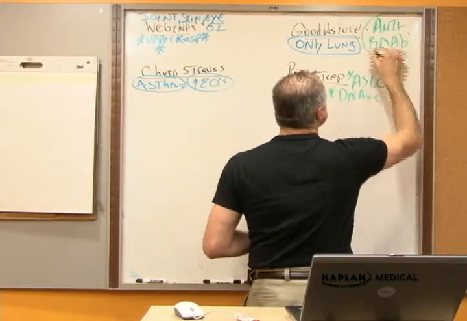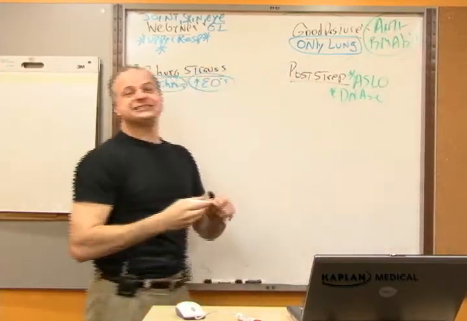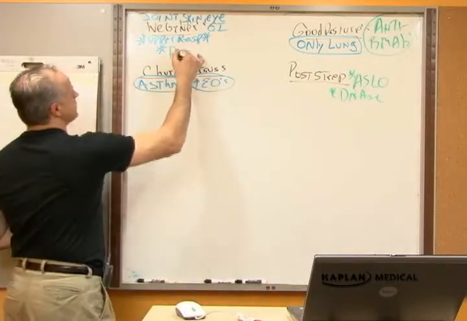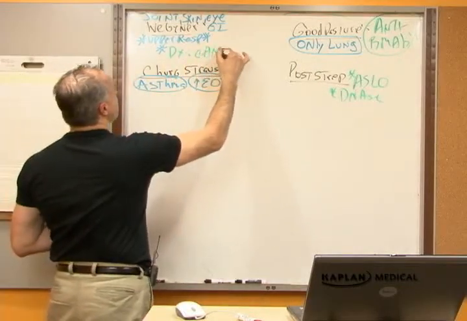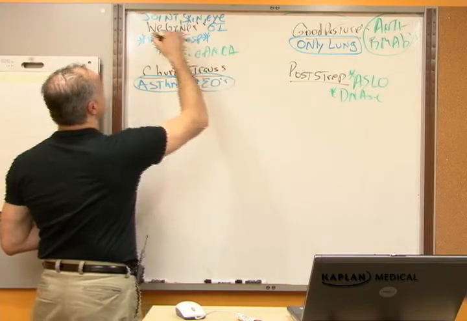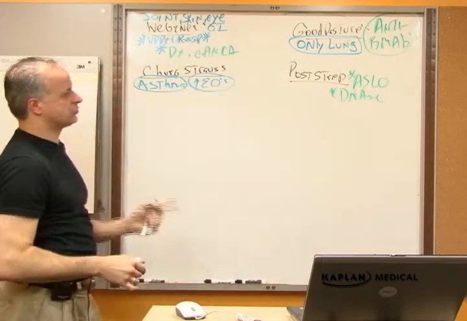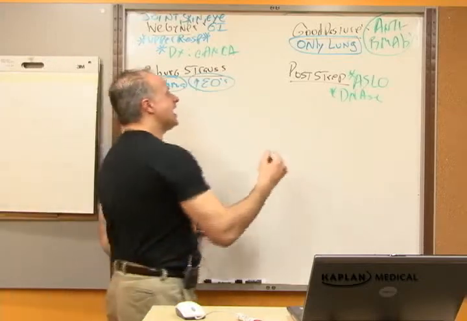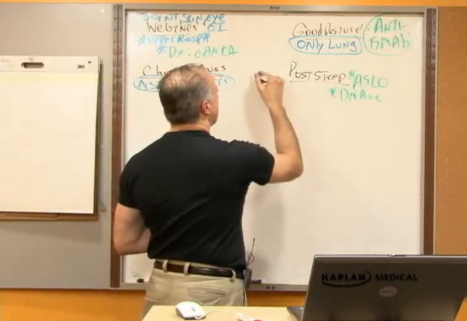Well, what's going to make me send anti-basement membrane antibodies? I see a patient who's got a lung and a kidney. Well, why am I going to send the best initial diagnostic test, C-ANCA? Because I see upper and lower respiratory. Well, what is going to make me get a DNase? I'm going to see a child or an adolescent.